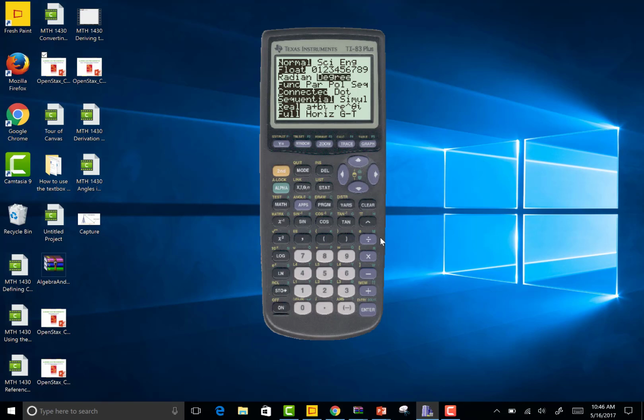So I'm going to go back to my home screen by using this yellow quit right here. I'm going to go second mode to use the quit button. And then I'm going to take 30 times, here's my tangent button right here, tangent of 57 degrees. And I know it's in degree mode, we just checked. Close my parentheses. And then I'm going to hit enter. And so if we round to 1 decimal place, it'll make it easier. If I round to 1 decimal place, my answer is going to be 46.2 feet. That's the height of the tree.